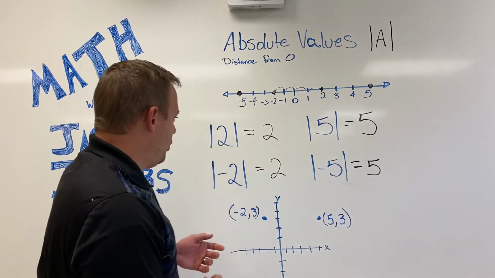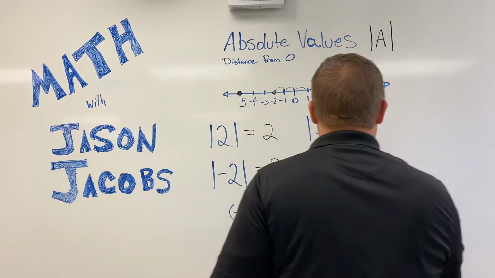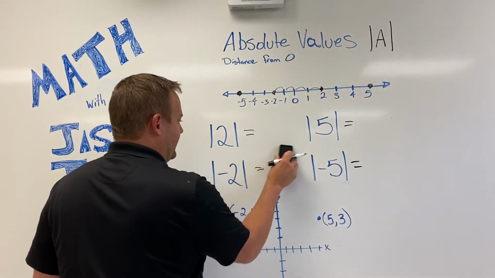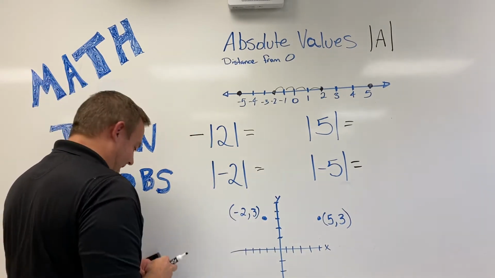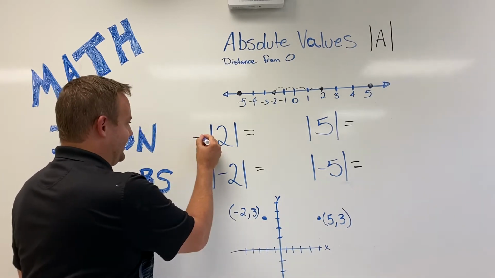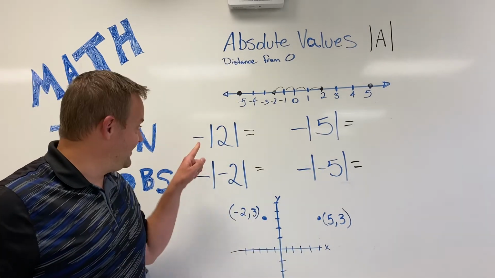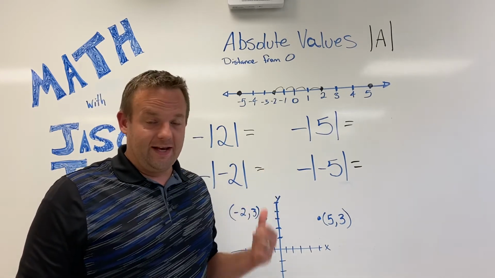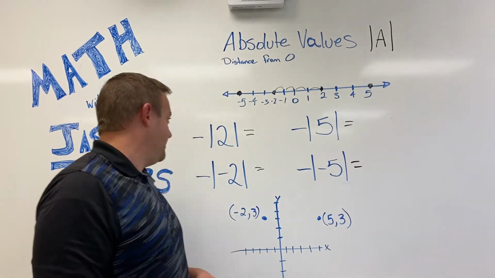Except when we do this. Let me show you. So here's a little caveat. Watch this. Let's say there's a sign on the outside. Now, I'm going to put the sign right here. Now, notice how this negative sign is on the outside of the absolute values. What that negative sign means would be the opposite of the absolute value.